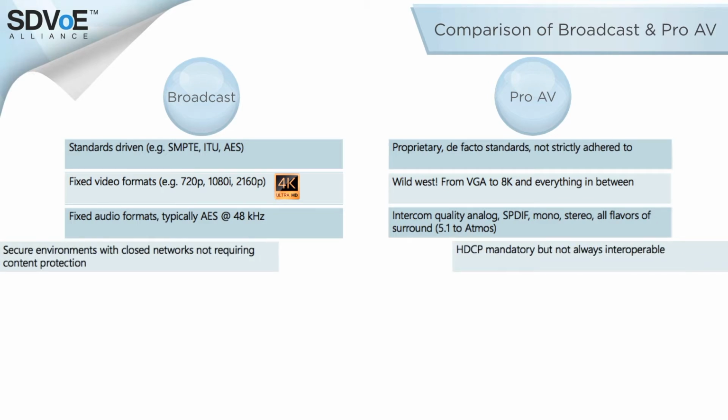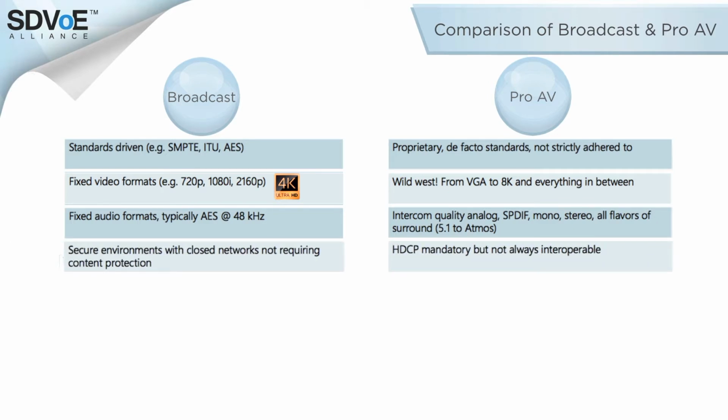In terms of the environments that broadcast equipment is installed in, these are very secure environments. They're closed networks. They typically do not require content protection. Key difference here: in Pro AV, we nearly always deal with HDCP content protection. And even though we have that, it's not always interoperable.